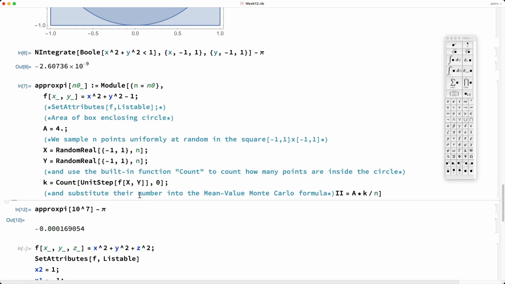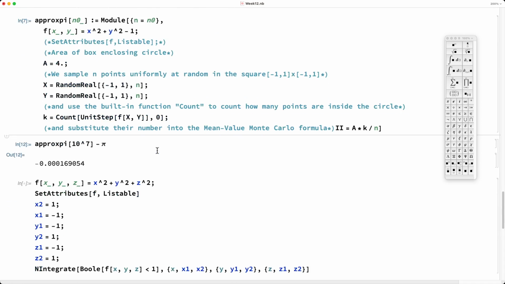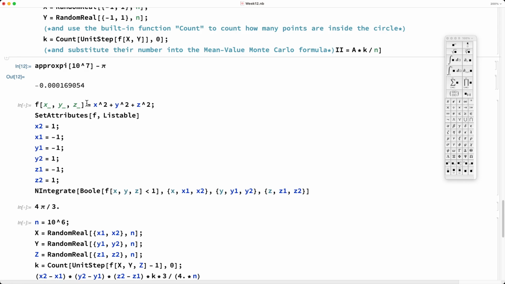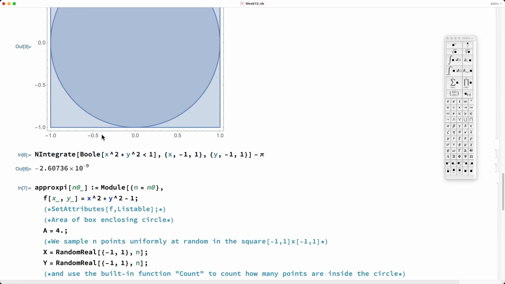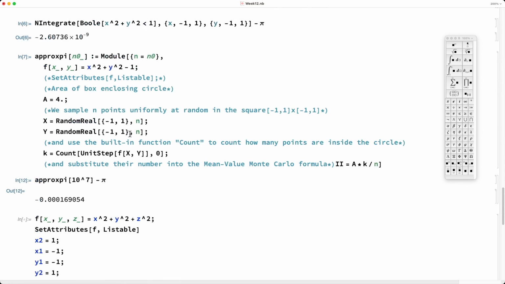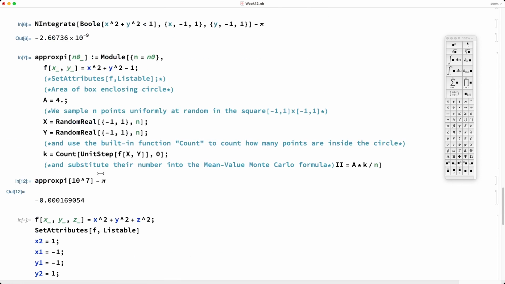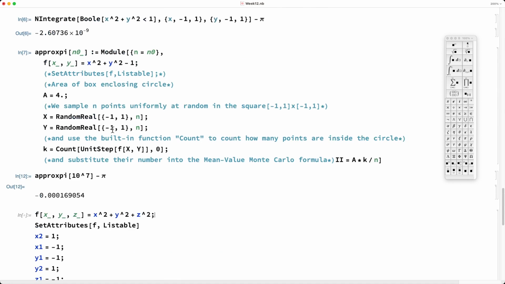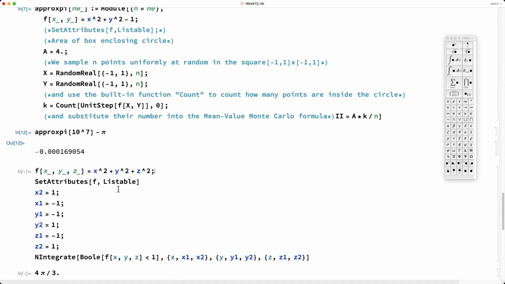We can also do that in 3 dimensions. So I can define a function. I'm going to do it without using a module here. So let's define a function x squared plus y squared plus z squared in 3 dimensions. It's important sometimes to set this function as Listable, otherwise you may run into errors.